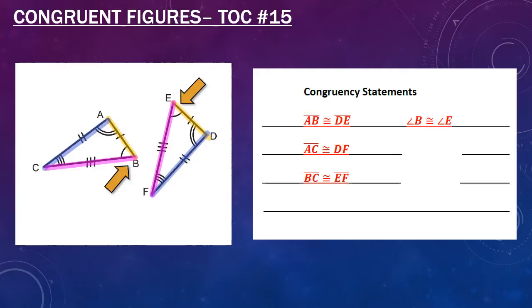If we look for the next one, we want to find two arcs, which is angle A. Angle A is congruent to angle D because it also has two arcs. So write angle A is congruent to angle D. And the last one, angle C, has three arcs, and we're going to find the one on the other shape that also has three arcs, which is angle F. So angle C matches angle F.